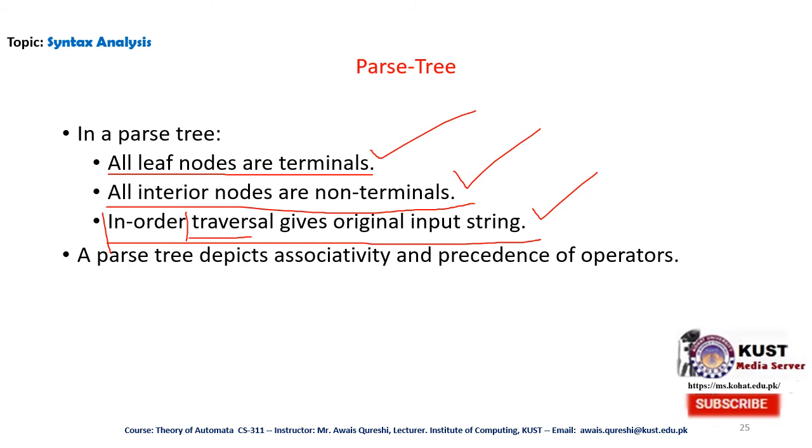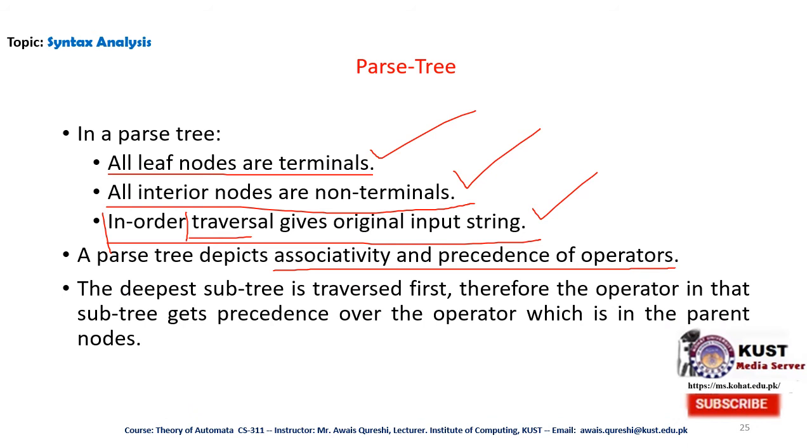A parse tree depicts associativity and precedence of operators, either leftmost or rightmost. The deepest subtree is traversed first. This is the main rule. Therefore, the operator in that subtree gets precedence over the operator which is in the parent node. So this is the default precedence rule, in the sense that the deepest subtree is traversed first, and the operator in that subtree gets higher priority than the one in the parent node.